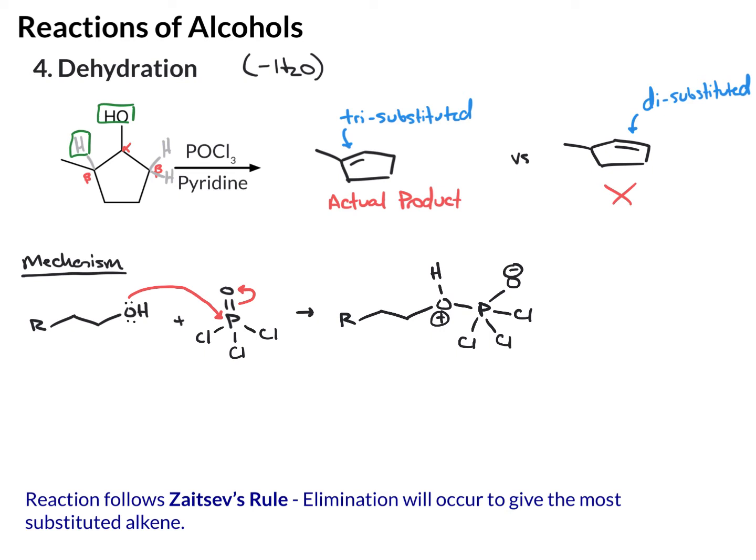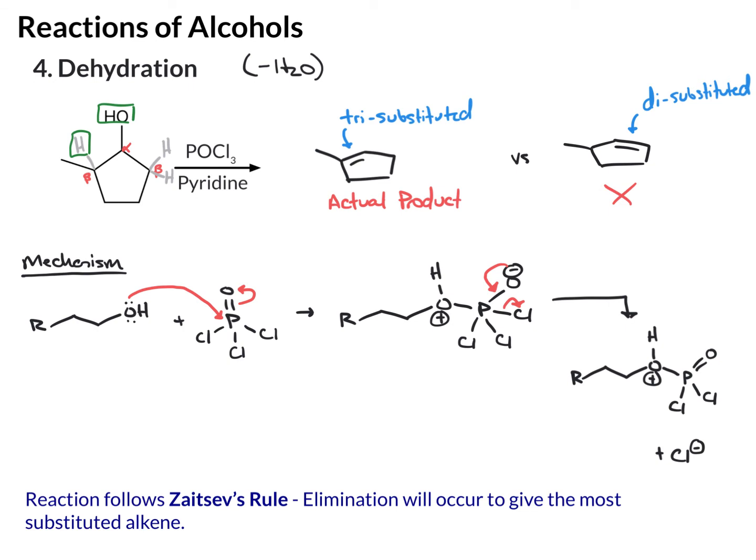Next, the P=O double bond really wants to reform because the double bond is more stable than the single bond. So what we'll do now is use the lone pair on this O-, push that down to reform the double bond, and then lose Cl as a leaving group. So now we have the P double bond O and just 2 chlorines attached.